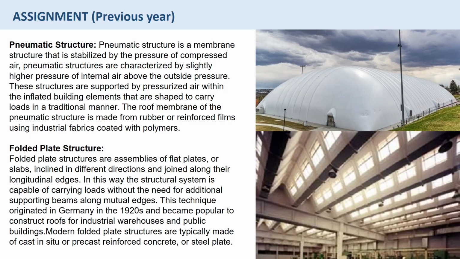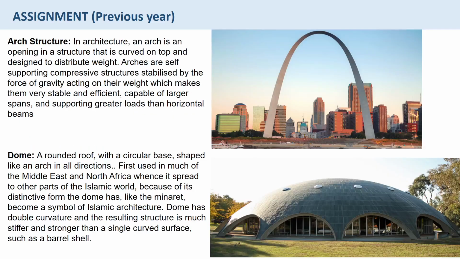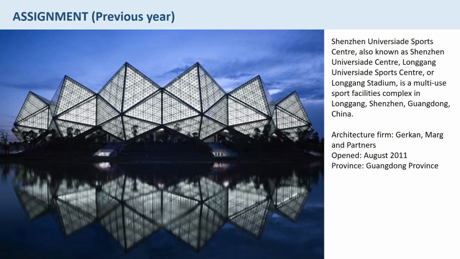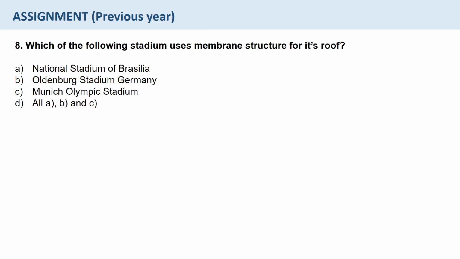So our answer is folded plate structure. Coming back to the image again, it's visible that this is a folded plate structure because there are different triangular shaped plates, which are joined together at different angles to create this very dynamic shape. So our answer is folded plate structure.